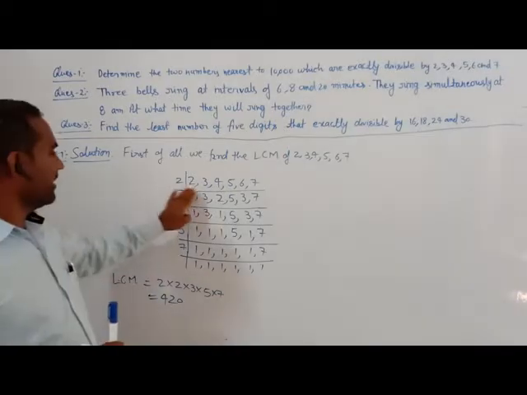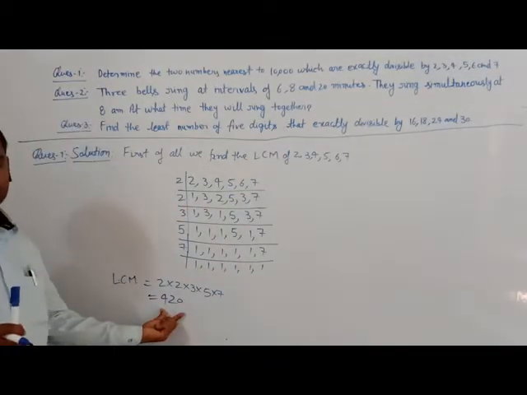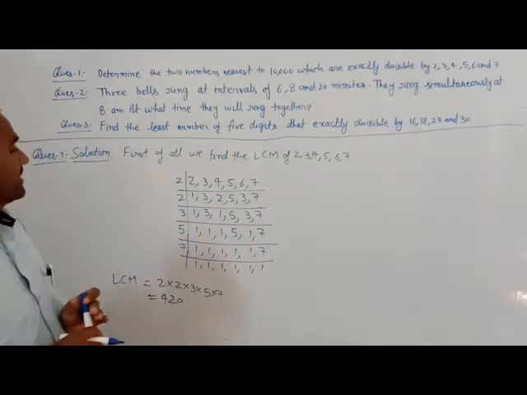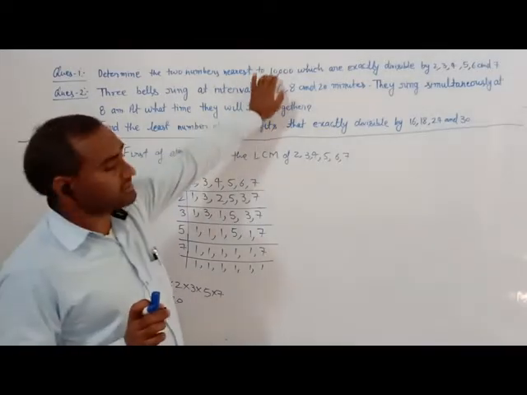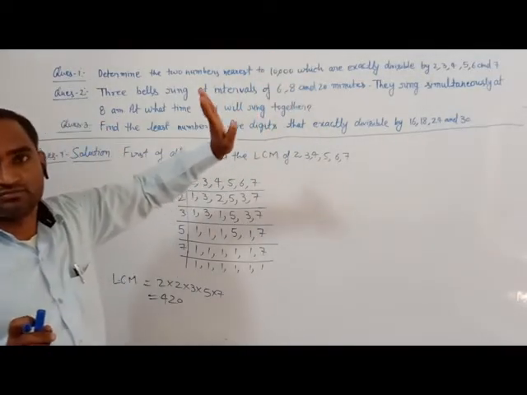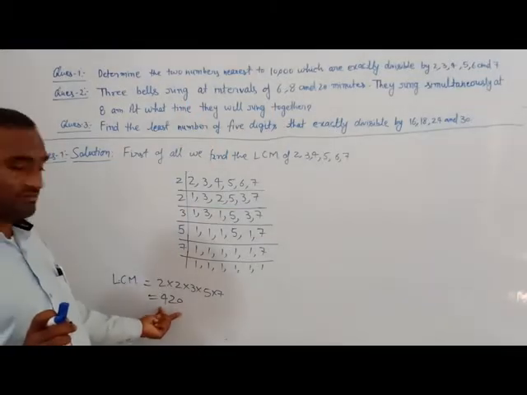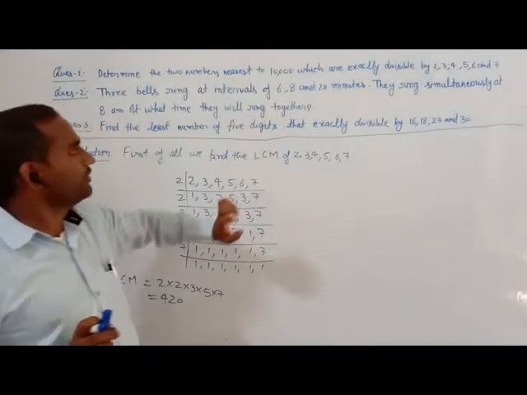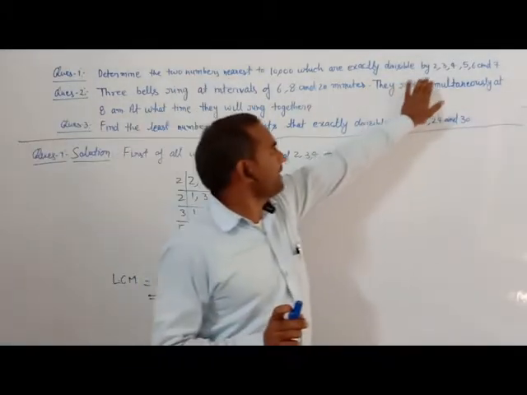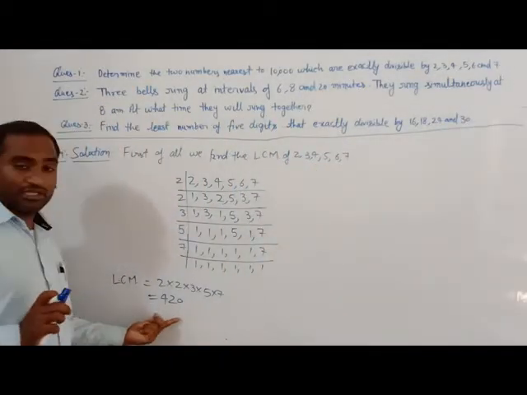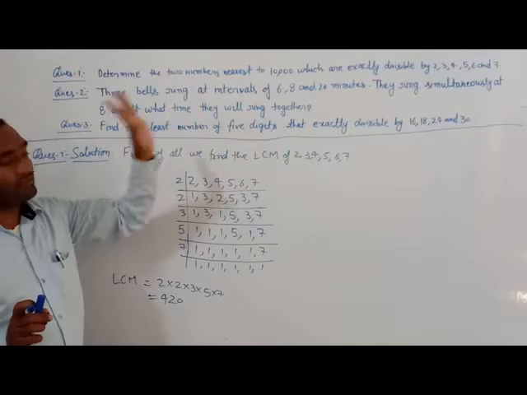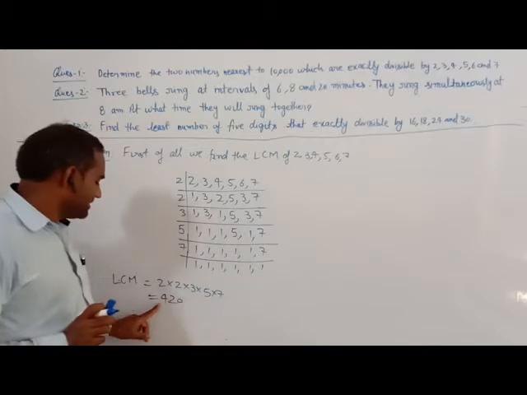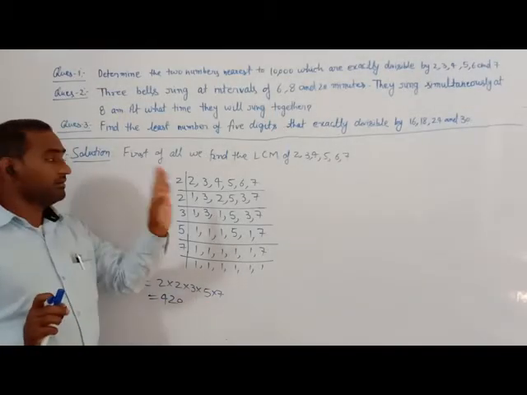Now the LCM of these numbers is 420. 420 is divisible by all these numbers. But the number should be nearest to 10,000 and exactly divisible by these numbers. So the multiples of the LCM should be nearest to 10,000. So we divide 10,000 by the LCM of the given numbers.